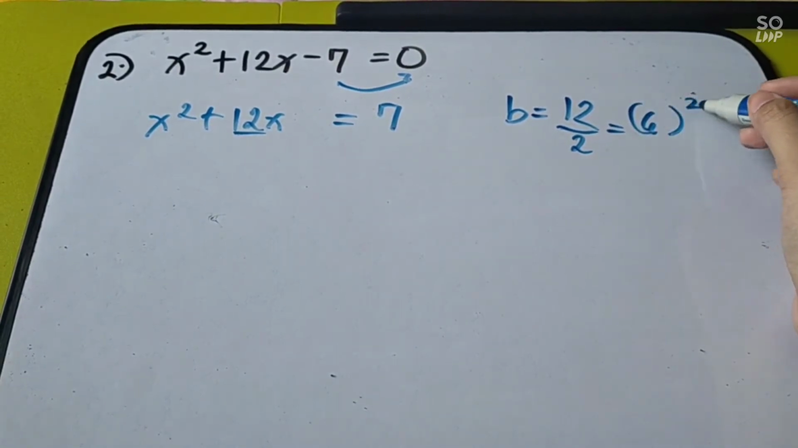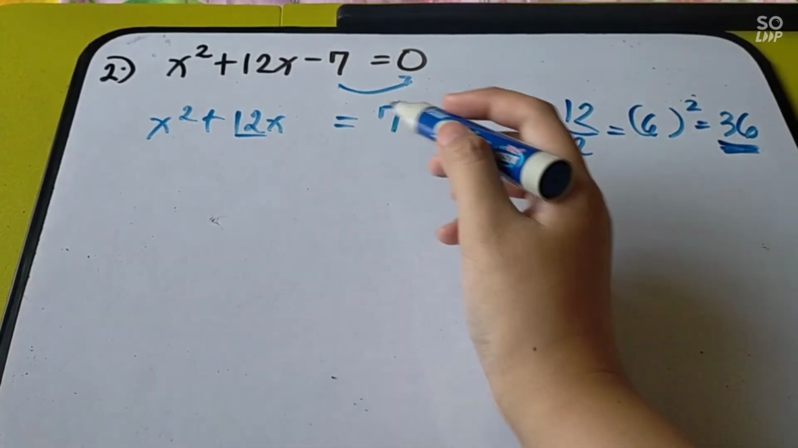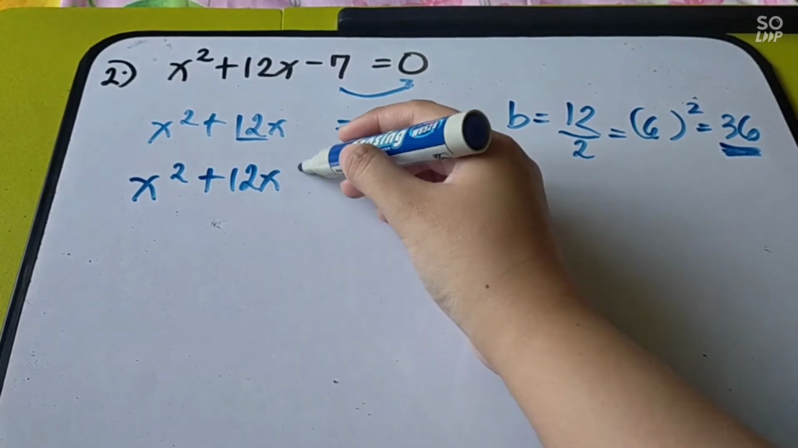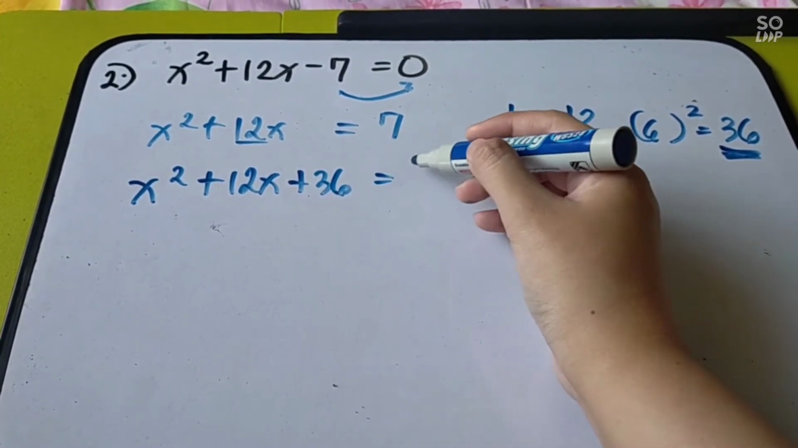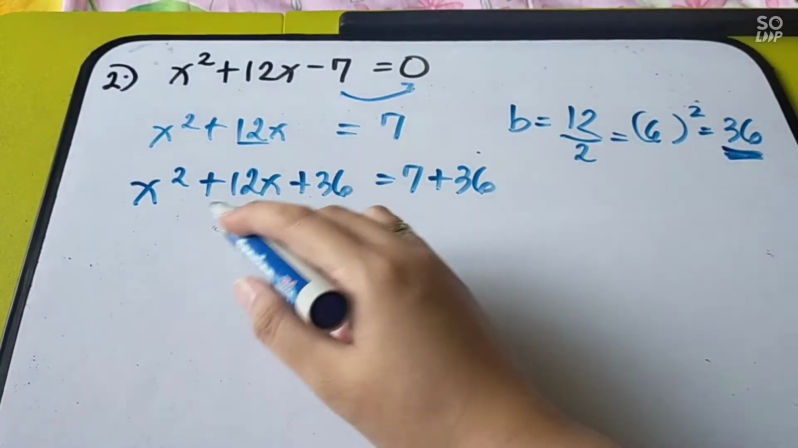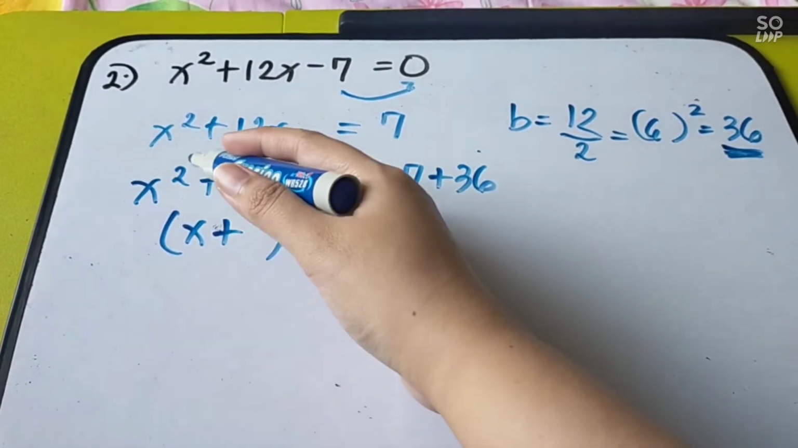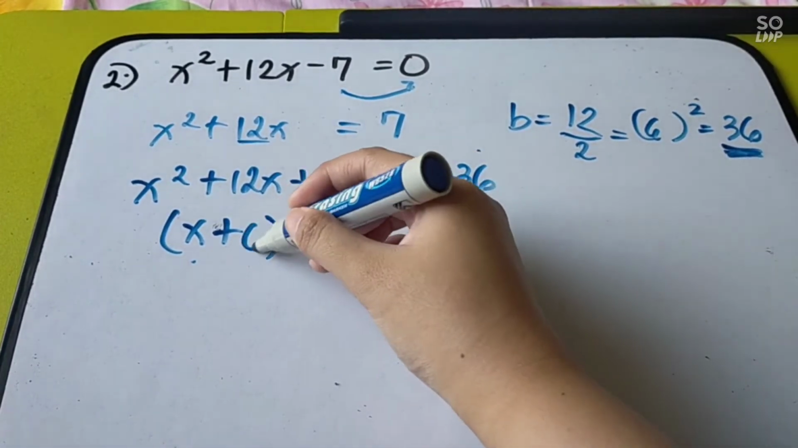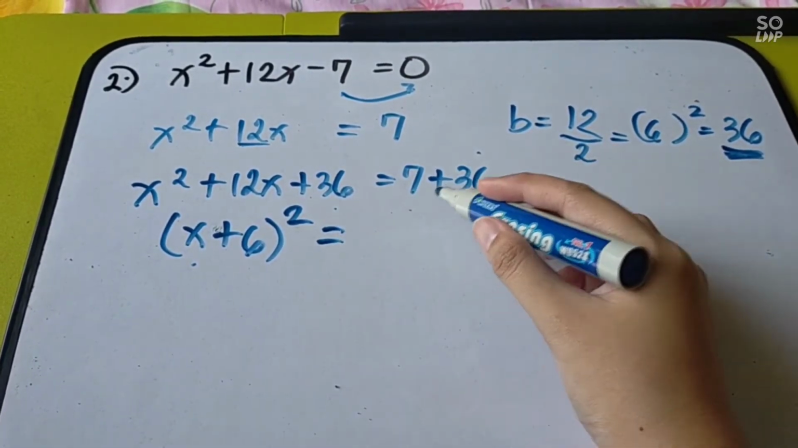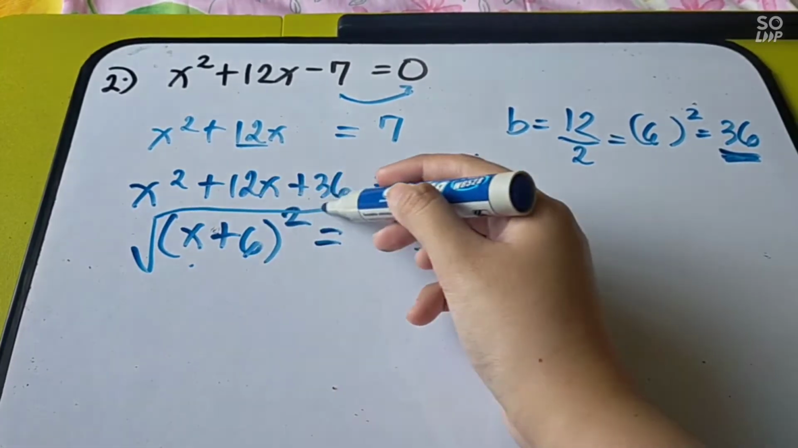Then, squared natin, the answer is 36. So, you will add 36 to both sides. So, we have now x squared plus 12x plus 36 equals 7 plus 36. Ayan na. Then, i-factor lang natin ito. So, we have now x plus 6, the square root of 36 is 6. Then, squared. It is equal to 7 plus 36. The answer is 43. Then, square root both sides.